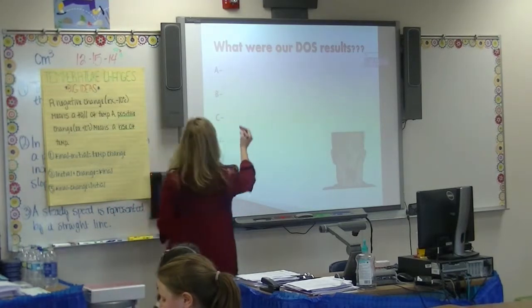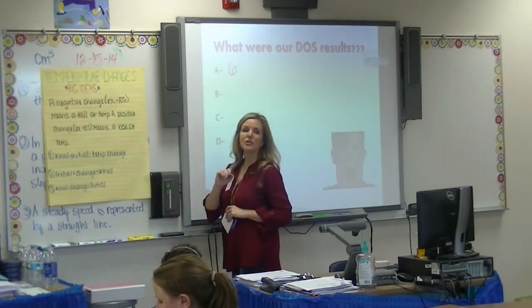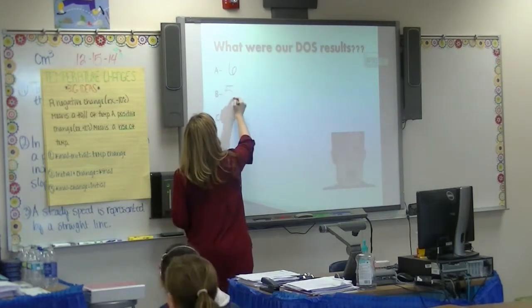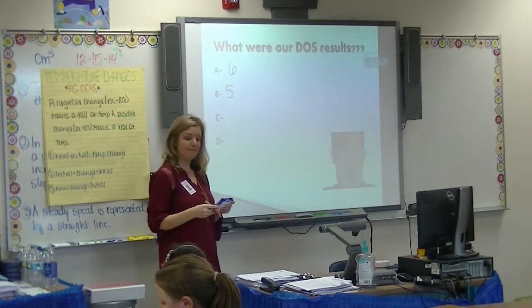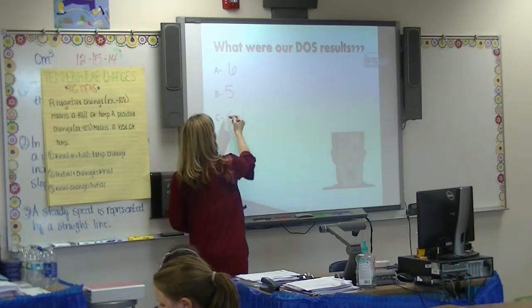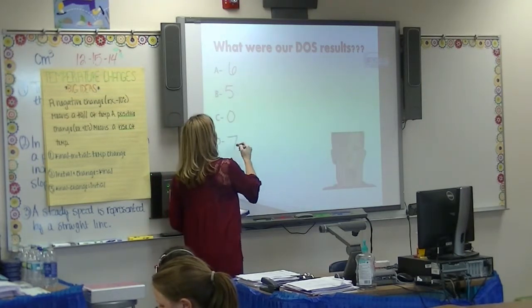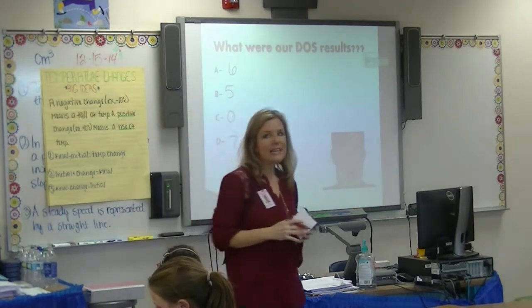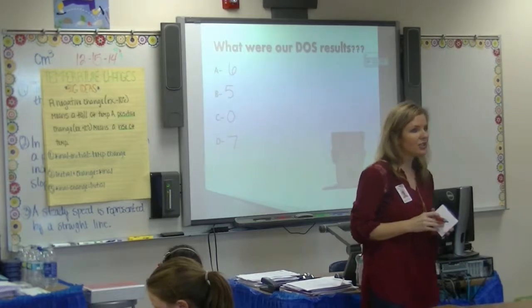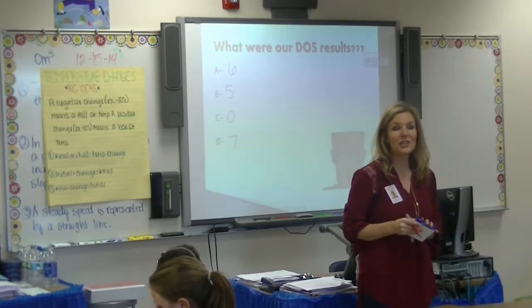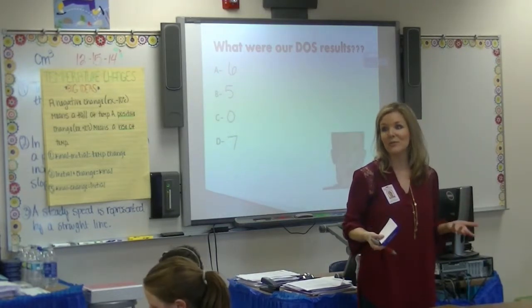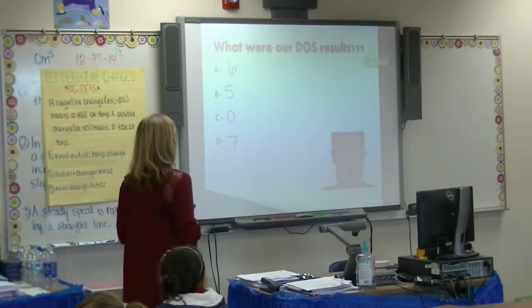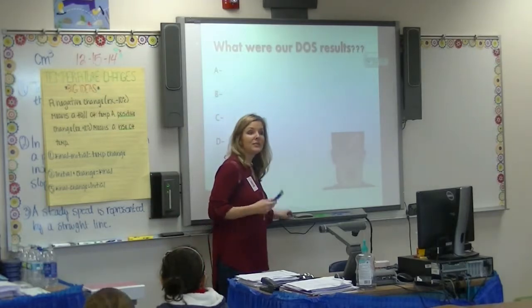I had 6 people who chose answer choice A. I had 5 people who chose answer choice B. I had 0 who chose C, and I had 7 who chose answer choice D. How many correct answers do you think there are on that sheet? One. There's 1 correct answer. So do we see a need to go through this lesson? Okay. There's obviously something that we need to learn from this, and that's what we are going to discover today.